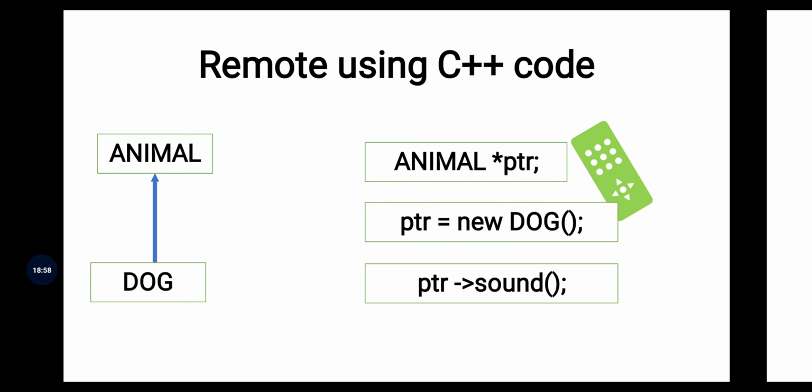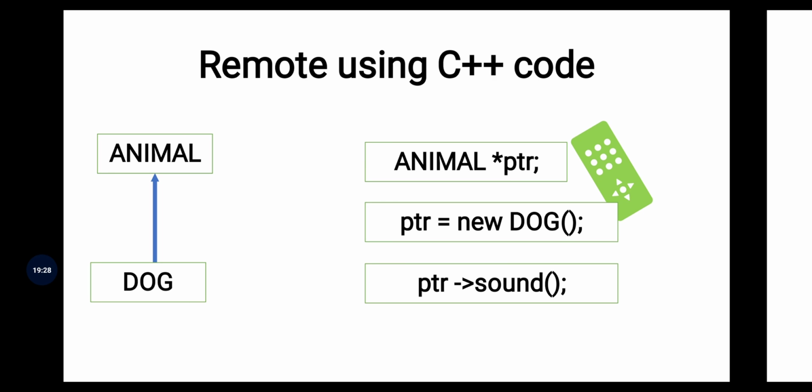So what is the overall objective of doing polymorphism? Create a remote control of the base class. Using that remote control of the base class, point to any derived class objects, and when you invoke a function on the derived class objects, it should always invoke the derived class function, not the base class function. How do we do it? That's going to be a part of another video.